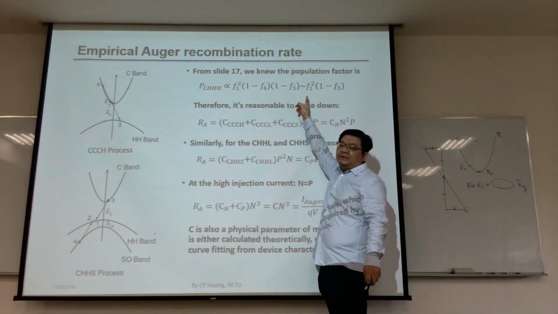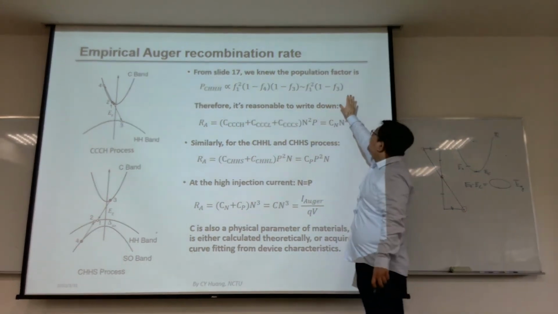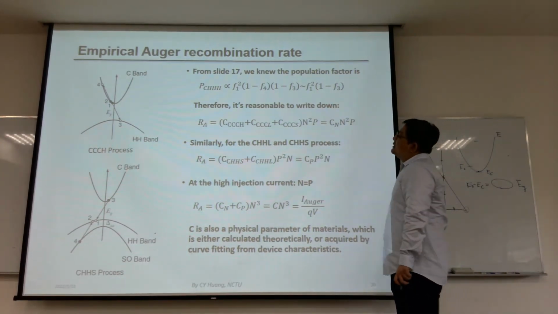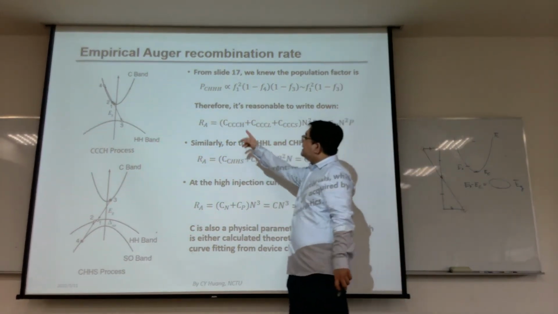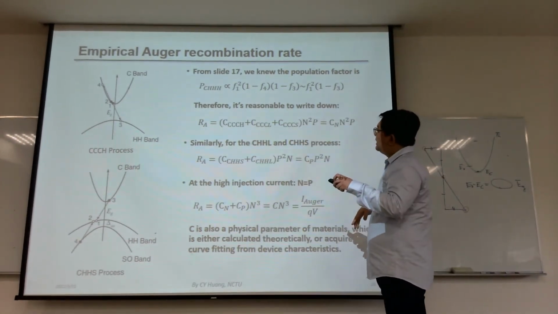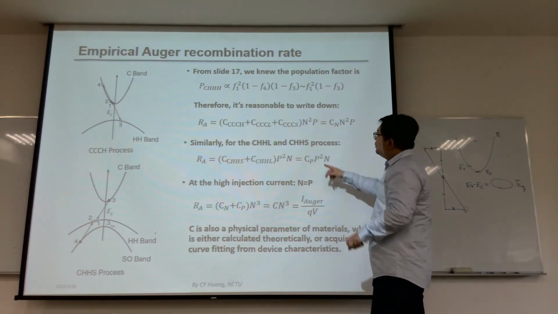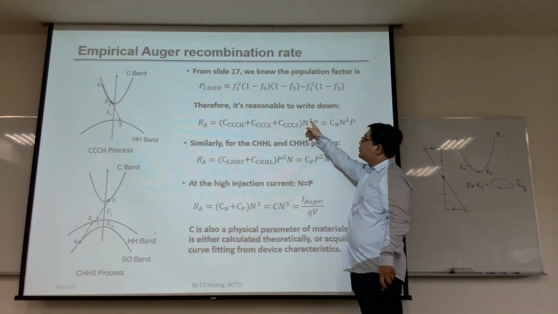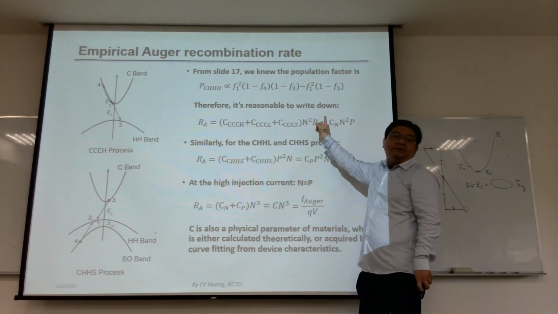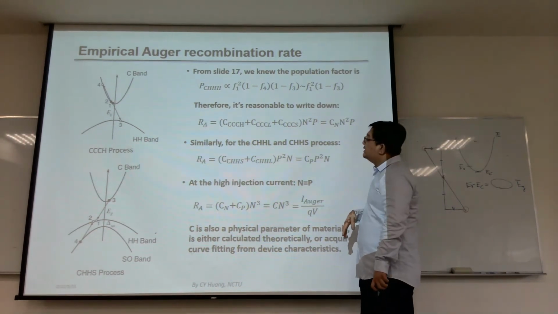F1 is relevant to the electron density. 1 minus F3 is relevant to the hole density. So for the CHCC process, the recombination rate should be proportional to n squared p. So it's a third order relationship to the carrier density.